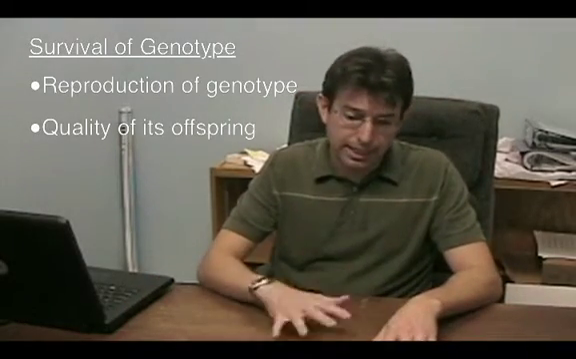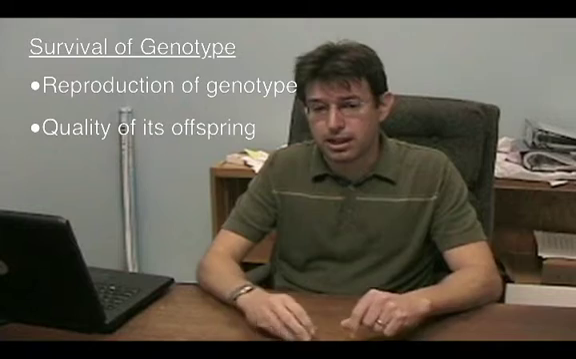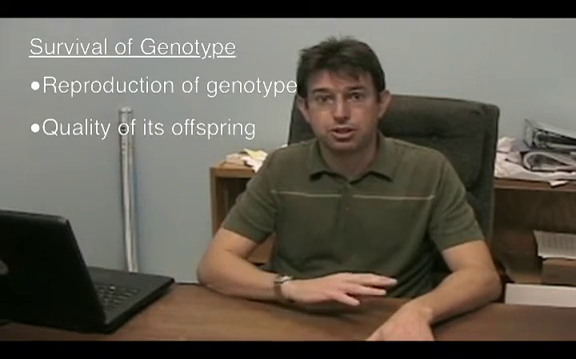In Arabidopsis, or actually for any organism, when you're thinking about the fitness of that organism, it really is the representation of that genotype in the next generation. And so usually we think about breaking that down in terms of the survival of the genotype, the reproduction of the genotype, and the quality of its offspring. In Arabidopsis, there hasn't been too much investigation so far in terms of the quality of offspring. Most of the efforts so far have focused on looking at effects on survival and reproduction.